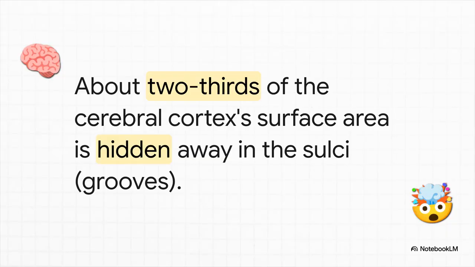So, the obvious question is, how on earth do you fit all of that surface area into such a small space? Well, the answer is in the brain's incredibly clever design, all those folds. Those gyri and sulci mean that about 2/3 of the entire cortex is actually tucked away hidden inside those grooves. It's a genius evolutionary trick to maximize our brain power.